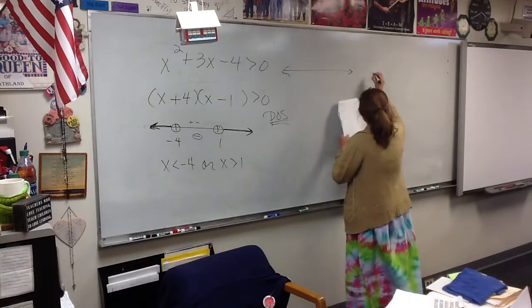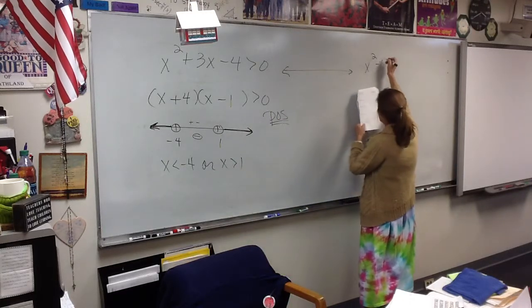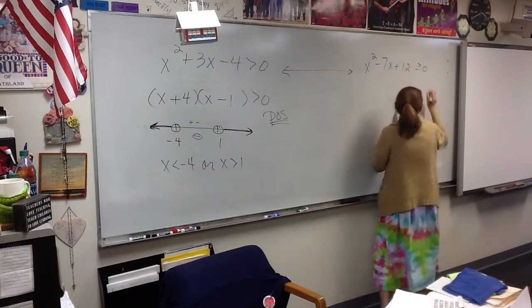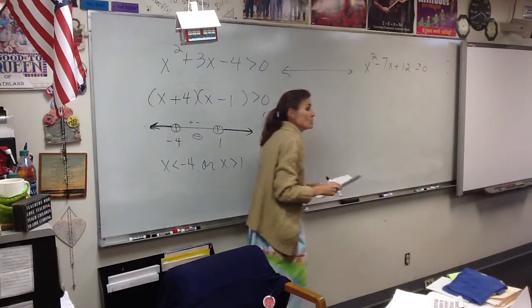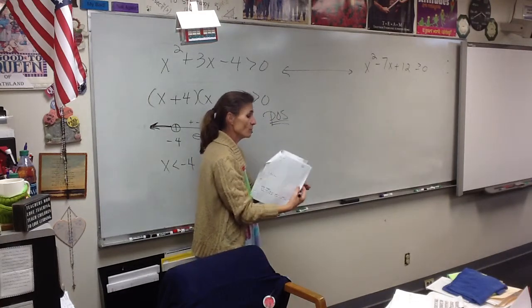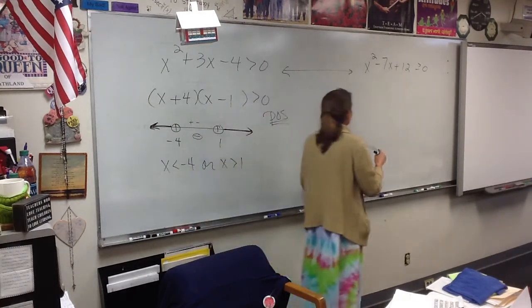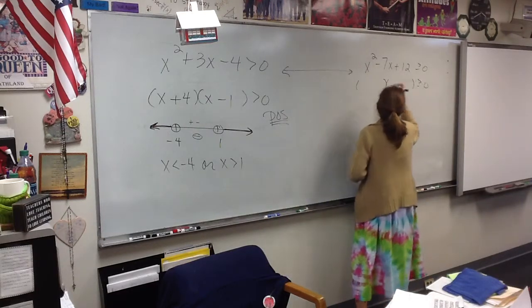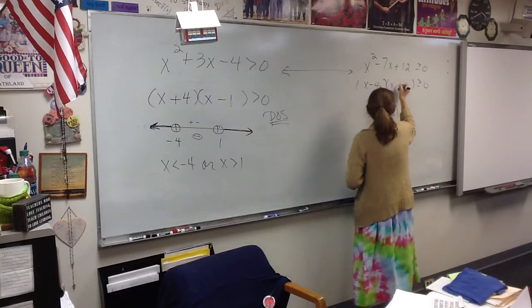Let's try the next one. See if we can eliminate some confusion here. How do you think we shall start? Let's factor it. How does this one factor? -4, -3.